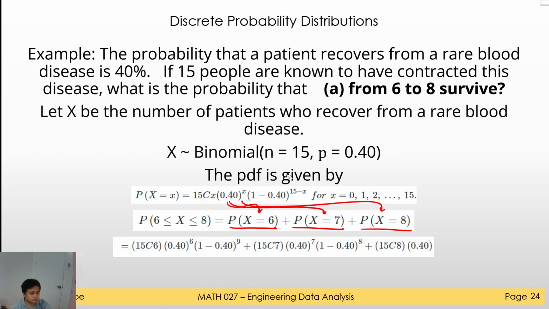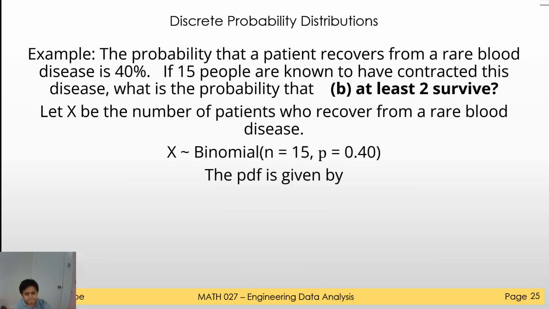So we substitute 6, and 15 minus 6 is 9. Then 7, 15 minus 7 is 8, and so on. So therefore, the probability that 6 to 8 will survive will be about 50.17%. Okay? So let's change this again.